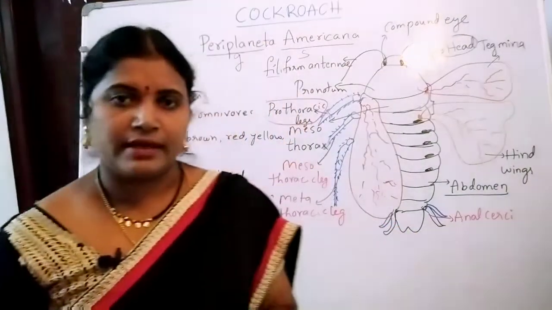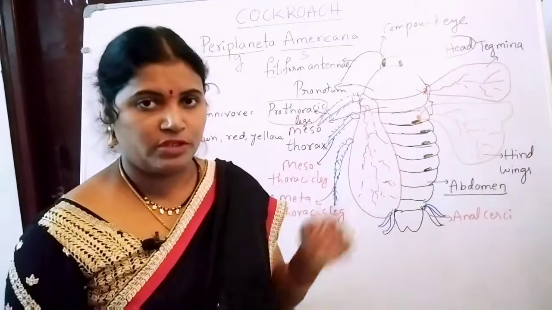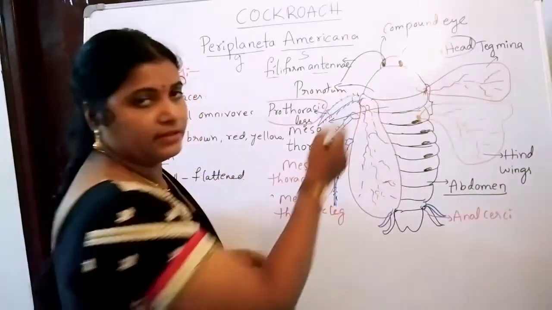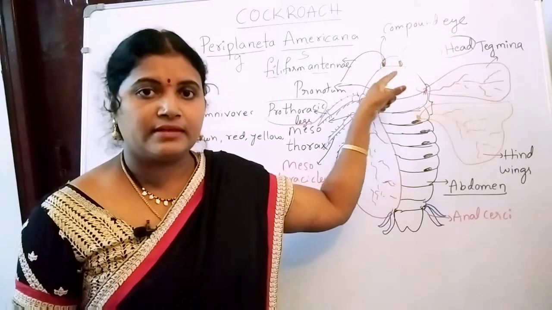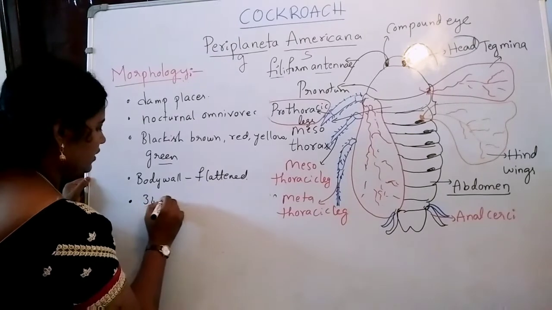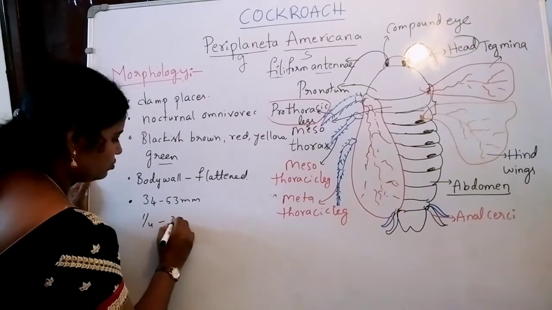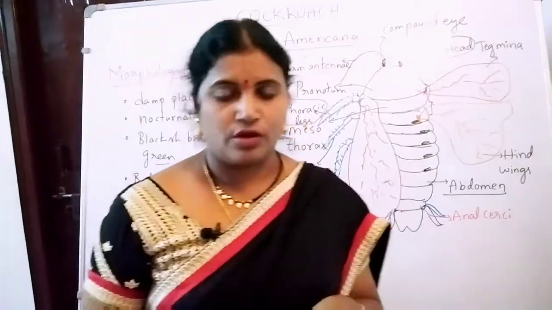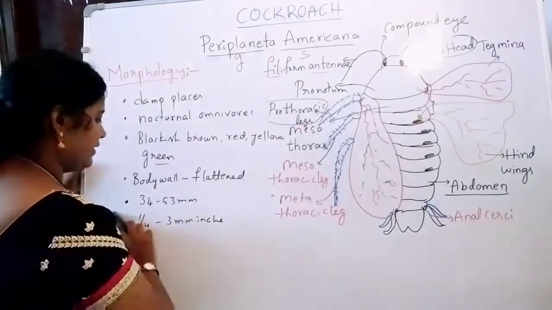Normally the cockroach is divided into three portions: head, thorax and abdomen, and it also contains filiform antennae at the head region. Just above the compound eyes it contains the antenna. The size is 34 to 53 mm, also 1/4 to 3 inches. Okay, so that is the size of the cockroach.